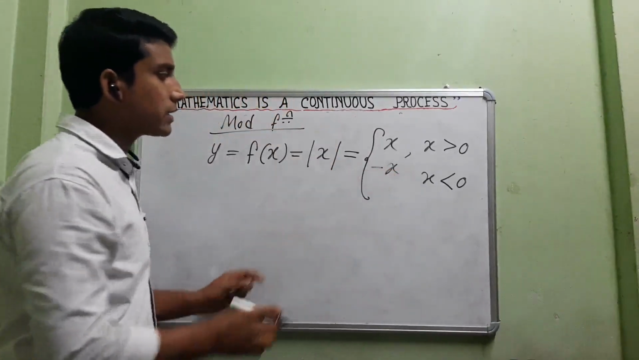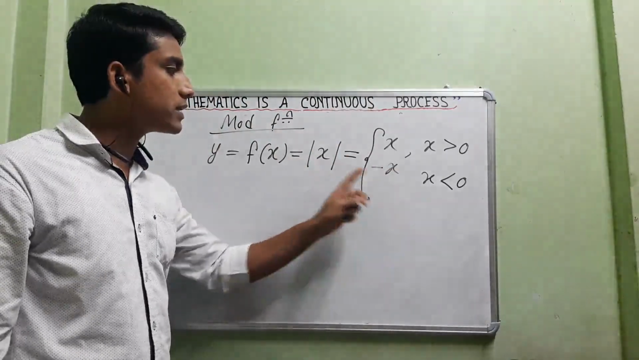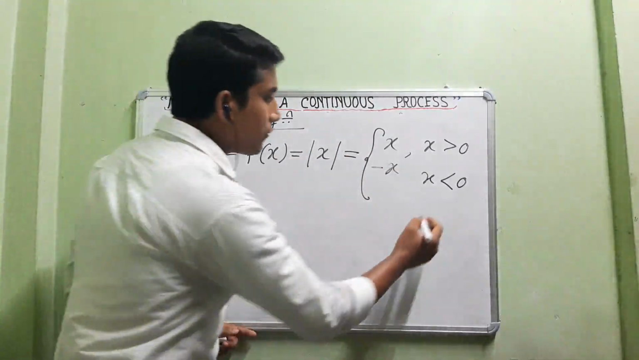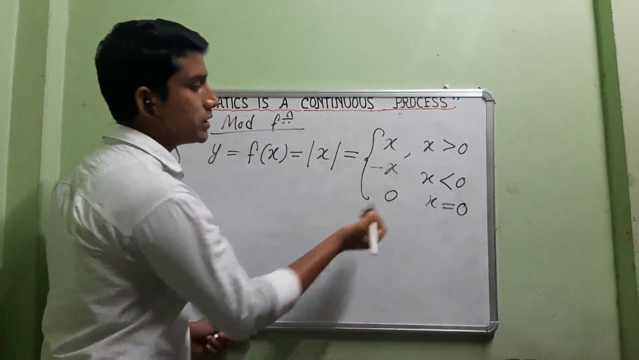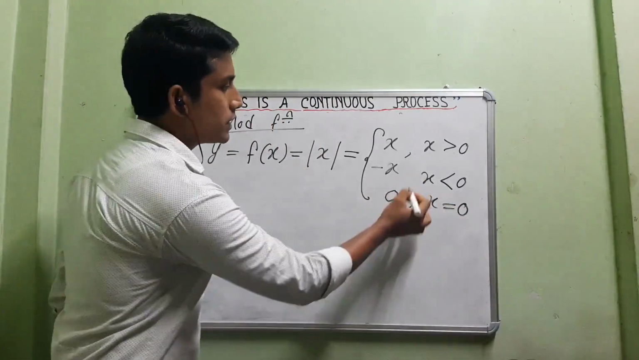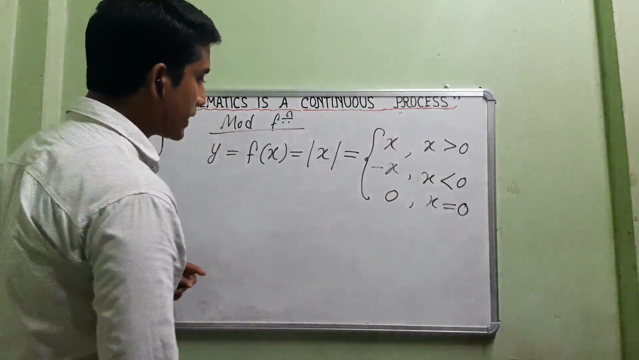The modulus of x, if you break the modulus, at that time it will be minus x if the values of x are less than 0. Now if x is taking the value equal to 0, modulus of x will be 0 directly. Okay, this is the definition of mod function. Very important function. You see, I'm giving one example.